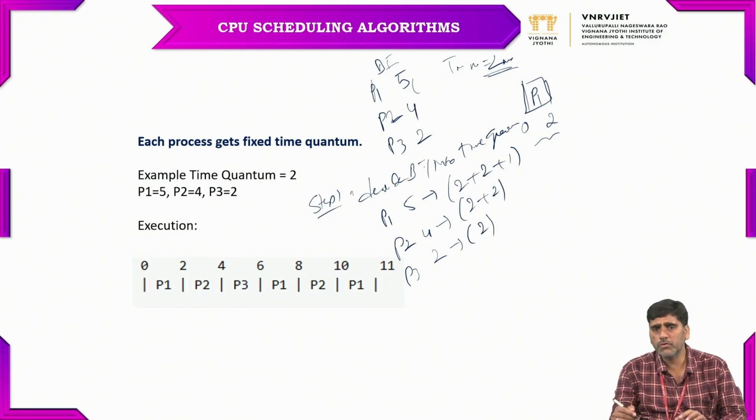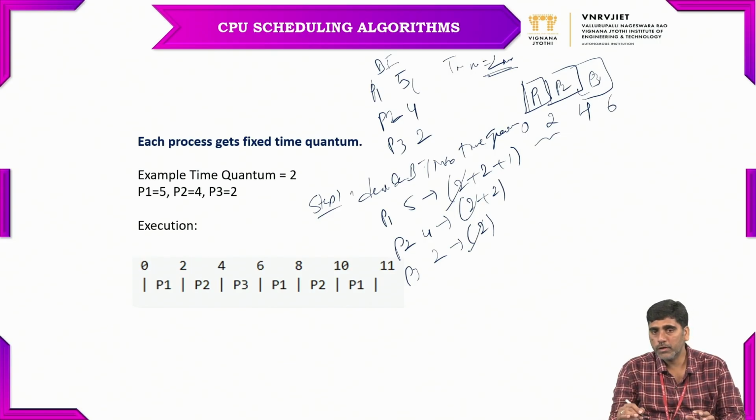So we have to move each and every one. P1 is moved and it utilized one time, and next P2 is moved into the queue and it utilizes one time. So 2 to 4 milliseconds. Again P3 has been moved. So P1 is over one time, P2 is over one time. Now P3 is moved into the queue, utilized 2 milliseconds. So P3 is also over.